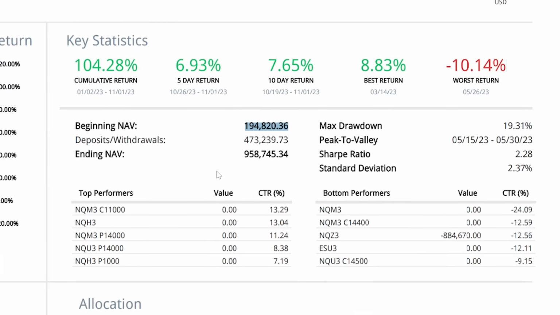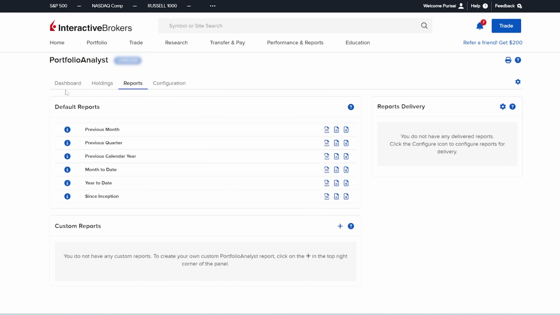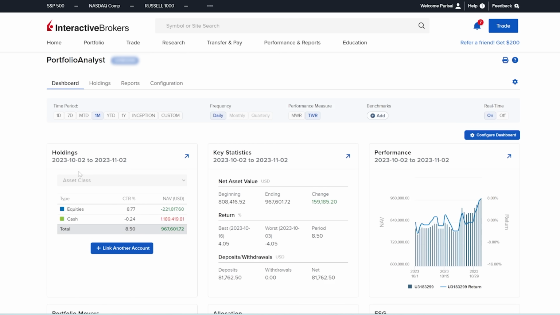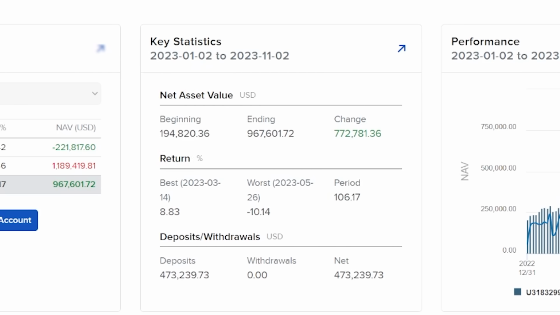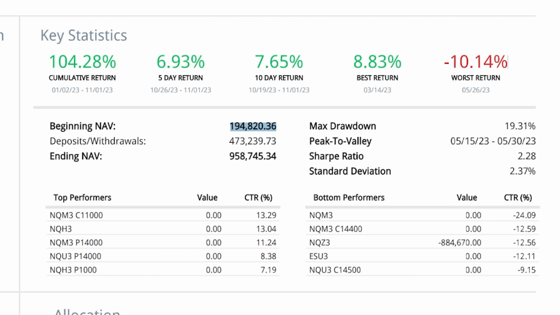I can show you from here in the dashboard. If I see year to date, it shows beginning is this, ending is this, change is 772, but in between I pumped in 473. So 473, 573, 673, 773. So around 300k is my profit, because I pumped in additional funds in between. So in about 10 months time, I just made about 300k. That's only about $30,000 per month. So I don't have more.